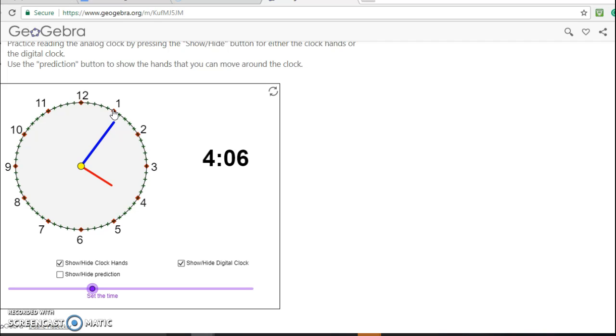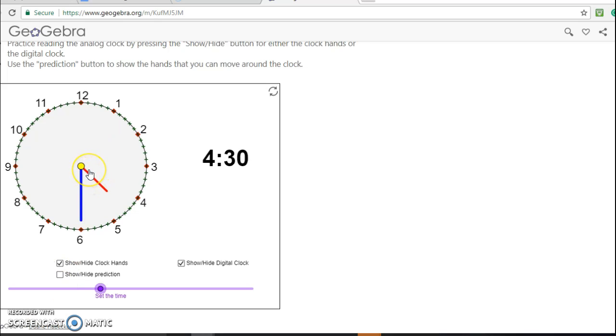Well, I know that you just said we count by 1s in between the tick marks. So the hour hand is on the 4. Let's count in between. 5, 6. The time is 4:06.